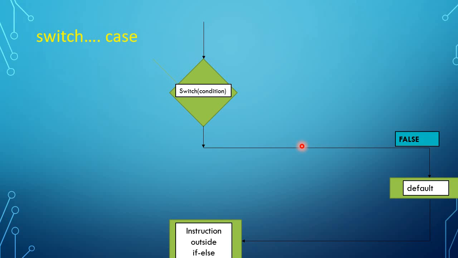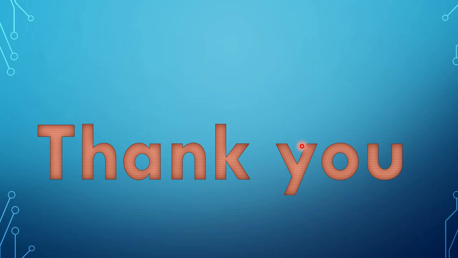But when the condition is false, then the default case will be executed. That means it is also similar to an if else block. Even if the condition fails, at least one block will be executed, and then later on, as usual, execution continues outside the switch block. So I think you have understood this one.